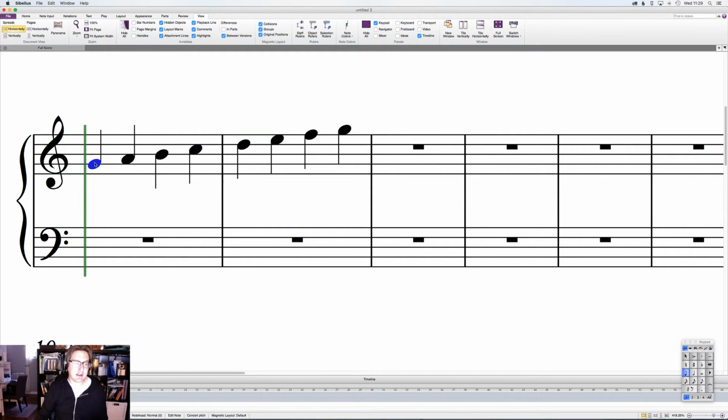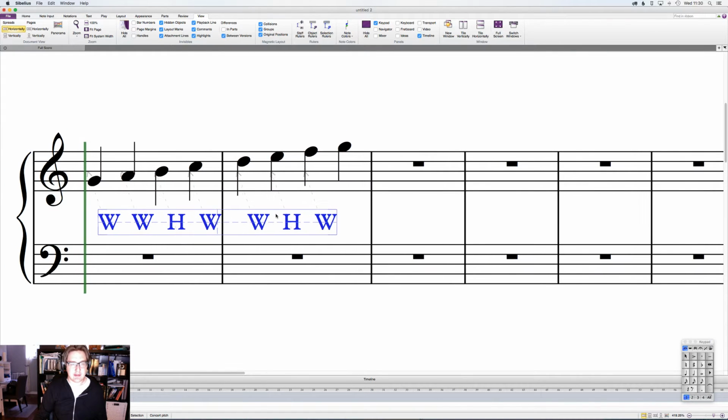Well, let's look. From G to A is a whole step. We talked about that in that first video. From A to B is also a whole step. From B to C is a half step. So we had whole step, whole step, half step, whole step, half step, whole step. Okay?